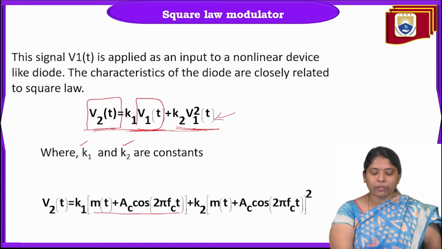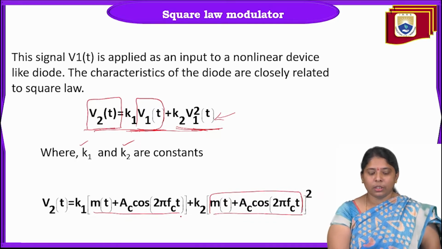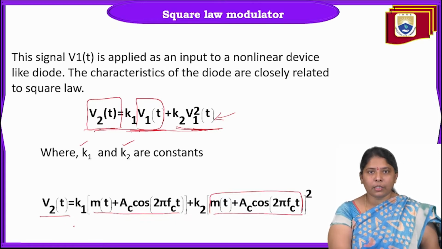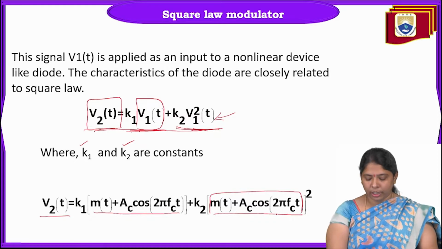V1 square of t means m of t plus Ac cos 2 pi fct, message plus carrier summed up together, and the square of the term. Apply (a plus b) whole square and separate the terms, because this V2 of t is again fed to the band pass filter. So there we have to analyze each and every term, whether the band pass filter allows this term or rejects this term.